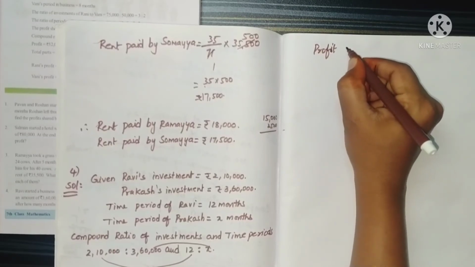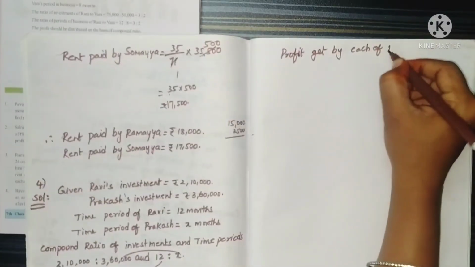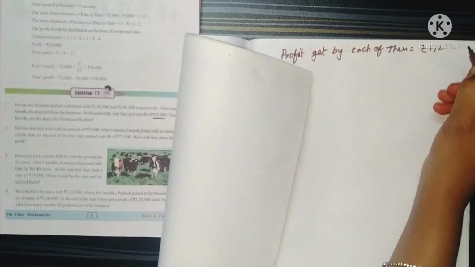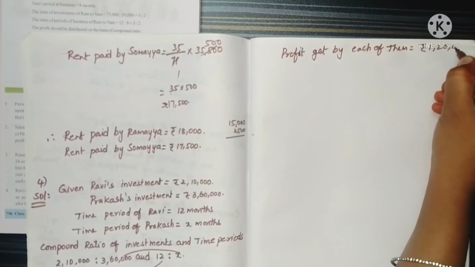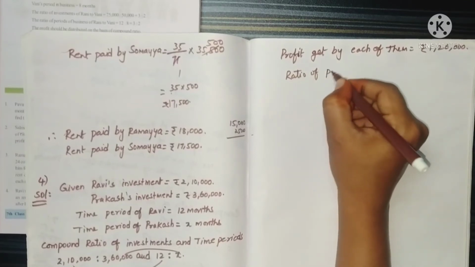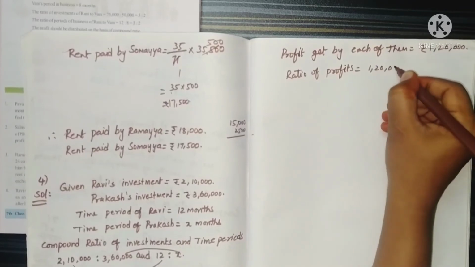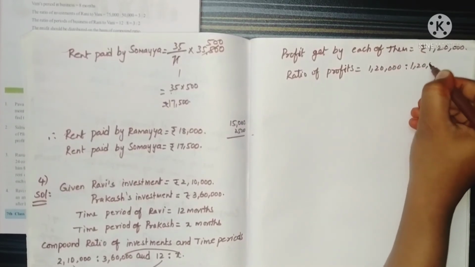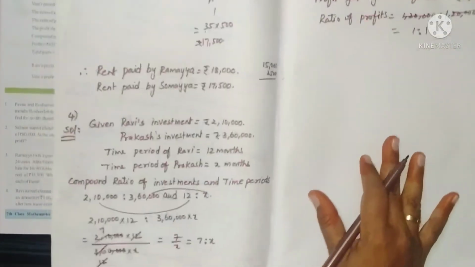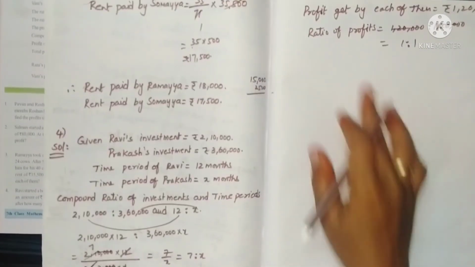Profit got by each of them is equals to rupees 1,20,000. Okay. So now what is the ratio of profits here? Ratio of profits. Same is to same, right? So 1 is to 1. Okay. So these 4 zeros you can cancel here also, students. So 1 is to 1.